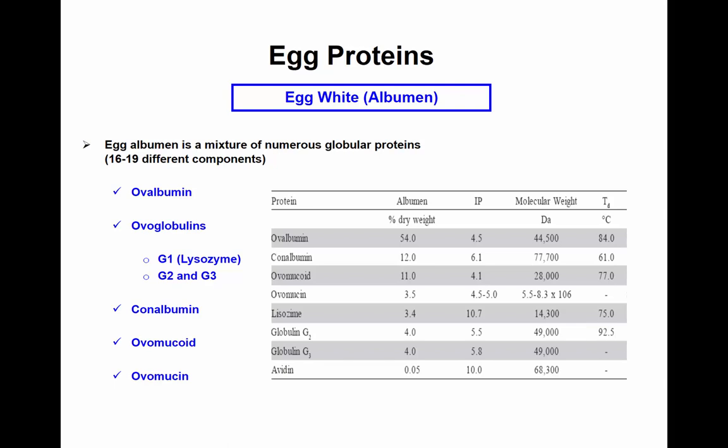So conalbumin, for example, has the lowest denaturation temperature, but if there's iron or copper, it will bind strongly with conalbumin, and the denaturation temperature becomes high, because it binds inside of the molecule of the protein, preventing it from opening up. So although the denaturation temperature is low here, in the presence of iron or copper, it will delay the denaturation.